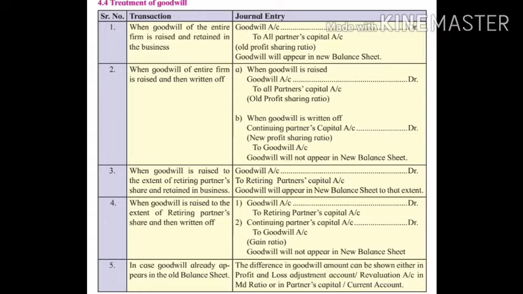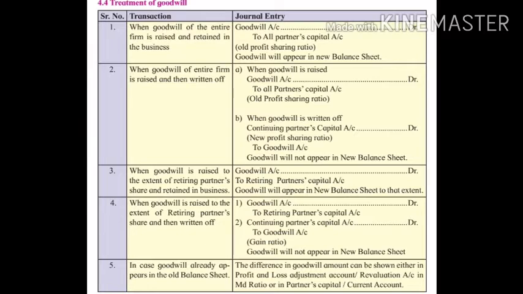Now the fourth case, when goodwill is raised to the extent of the retiring partner and it is written off. In that case we have 2 entries. Number 1, goodwill account debit to retiring partner's capital account, and number 2, continuing partners' capital account debit to goodwill account. In the very first entry, whatever goodwill has been raised goes only to the retiring partner, and the partners who are continuing will distribute the goodwill in the new ratio.